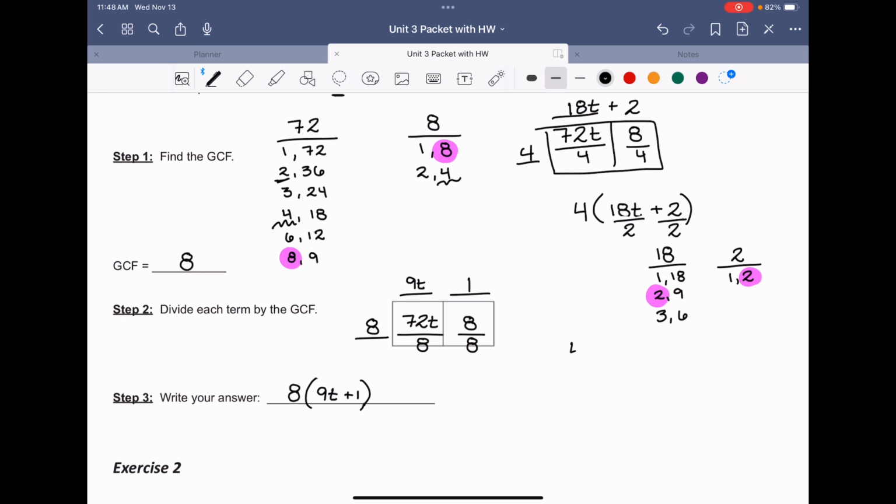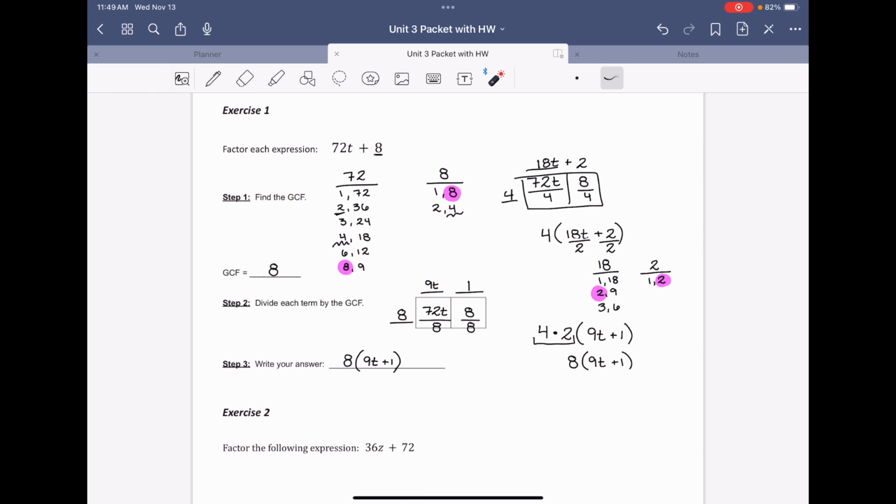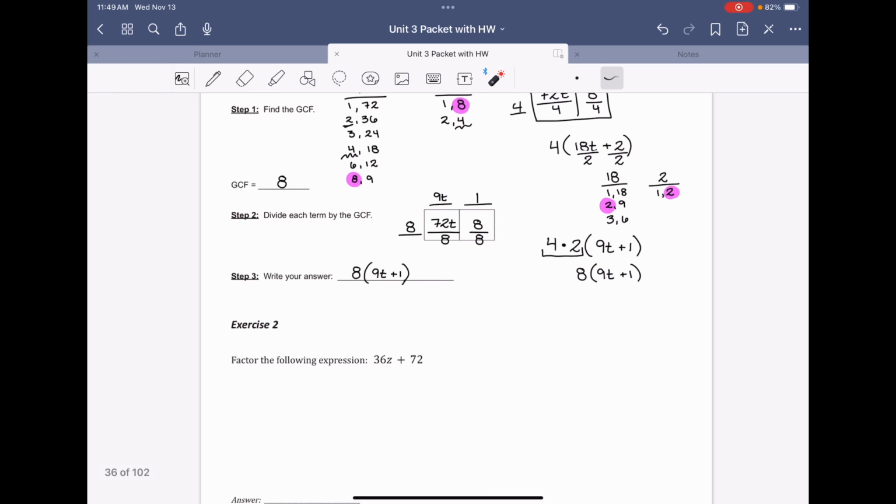So I'm going to take out a 2. And what's going to happen is I end up getting 9t plus 1 on the inside, and I'm going to multiply 4 times 2, which is 8. So I end up with my fully factored expression. I just had to do a couple more steps because this factored form right here was not as factored as it could be. That's why we want to try to do the greatest factor first.